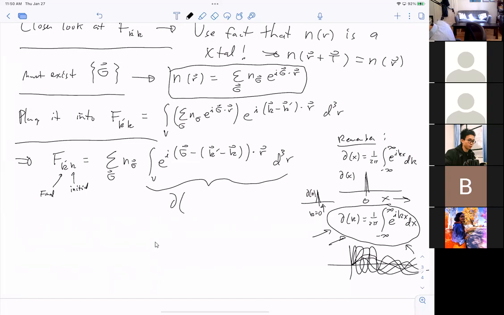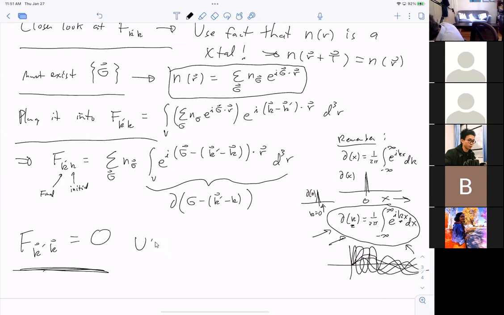It's delta of this. See, this is delta of k, which is the thing up here, and so this is going to be delta of g minus k prime minus k. So that's a delta function. That integral is a delta function. And so that means that this integral, this thing, that means that f of k prime k equals 0 unless what? Someone tell me.